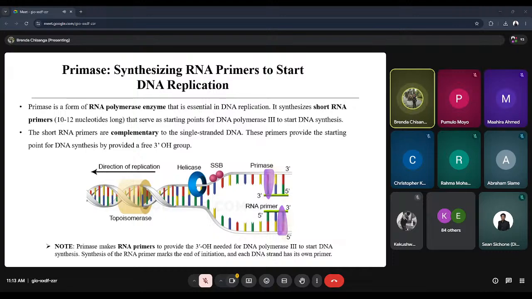Now, because of this need for a free 3 prime OH group, we need to synthesize a primer. And I explained what a primer is.